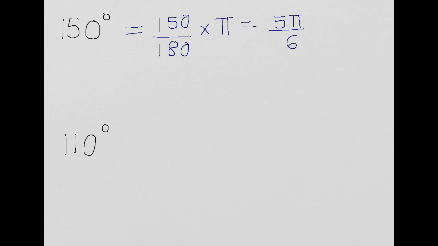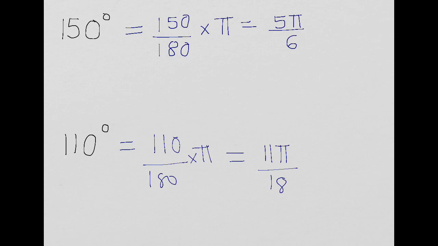Again, you can use your calculator to simplify the 150 over 180. You don't need to do that in your head. Then this one, so 110 over 180 times pi. So again, simplifying that, that's going to be 11 pi over 18. There we go. Done. Fantastic.